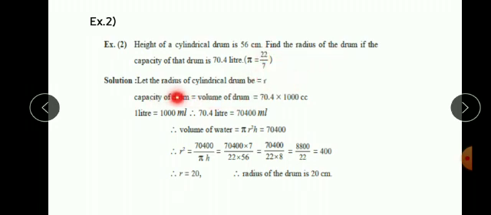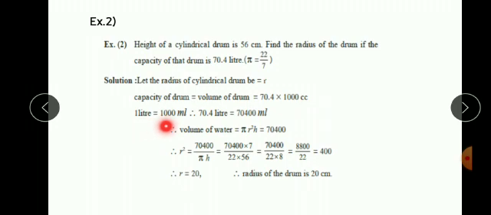So let the radius of cylindrical drum be r. Now capacity of drum will be equal to volume of drum. That is, what is the volume of drum then? Here in the question, capacity of that drum is given as 70.4 liter. So 70.4 into 1 liter. 1 liter means 1000 cc. Okay. So volume of drum is equal to 70.4 into 1000 cubic centimeter.